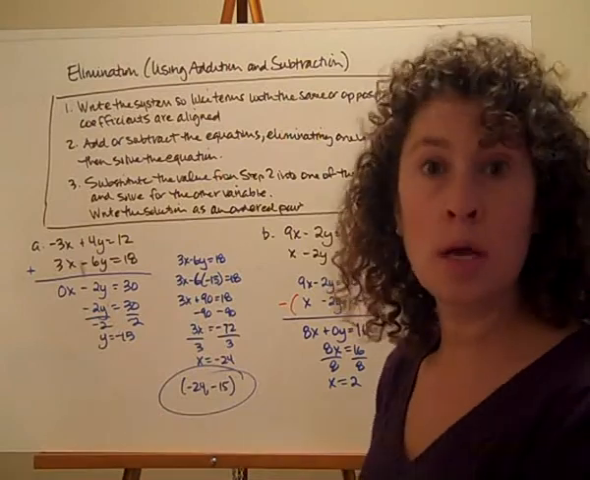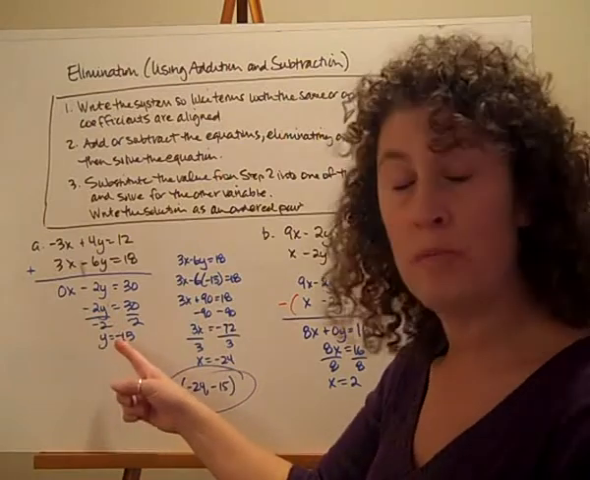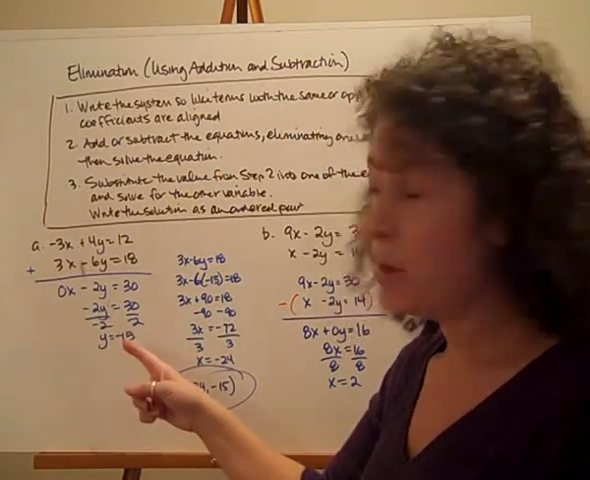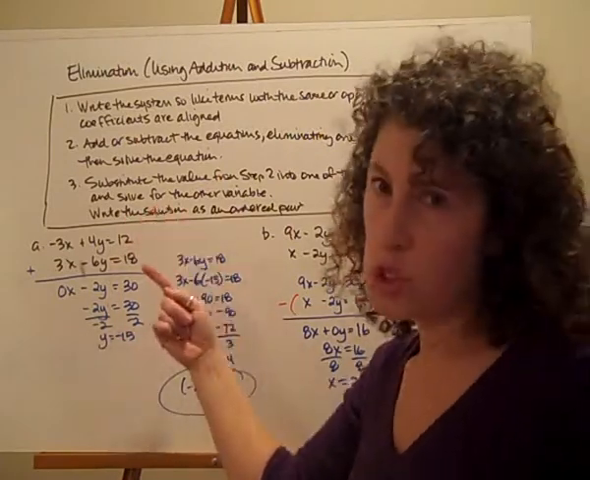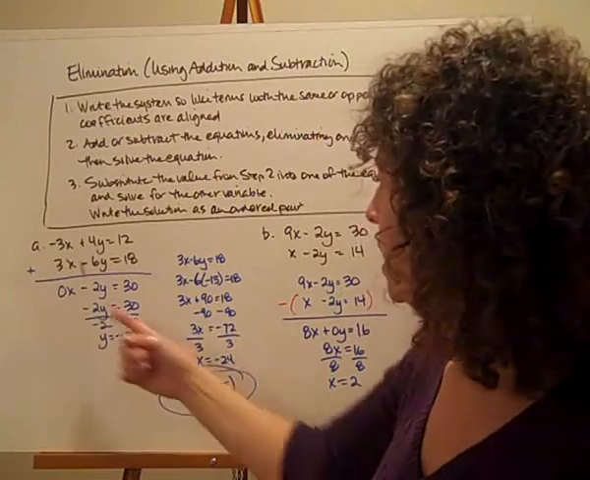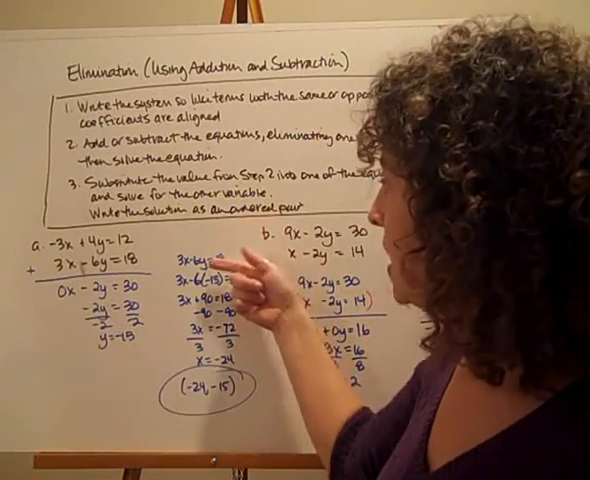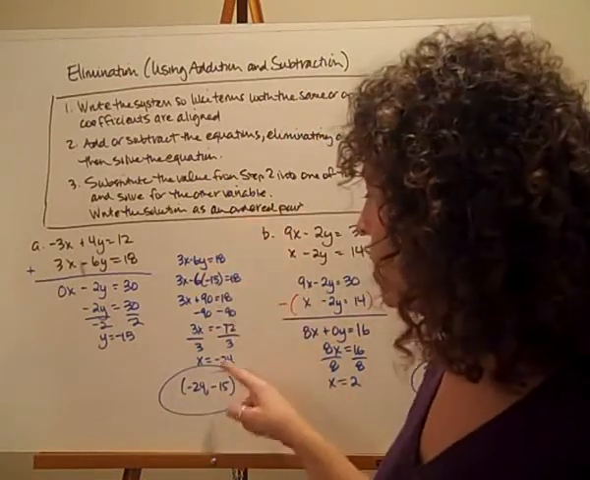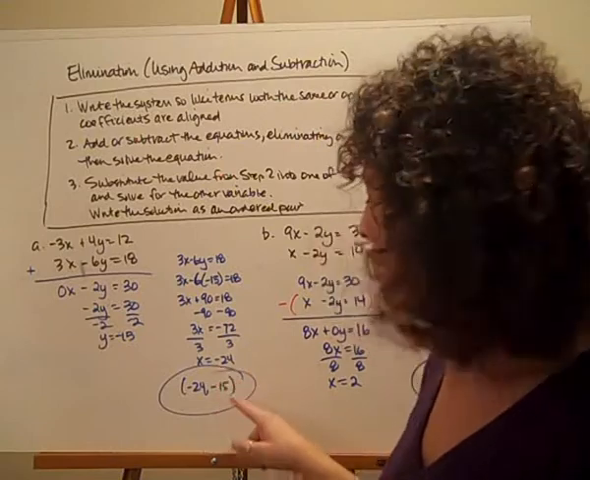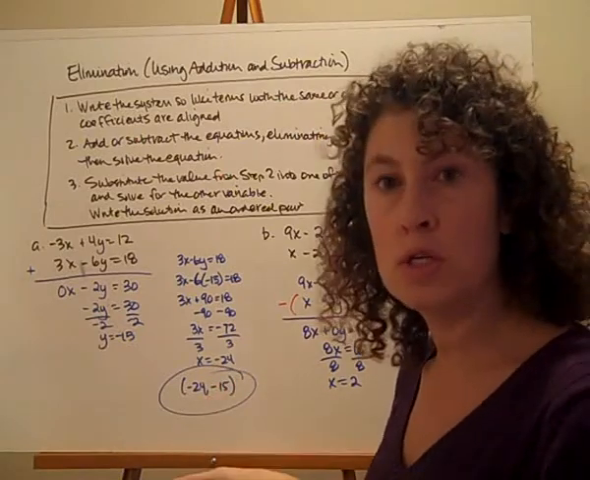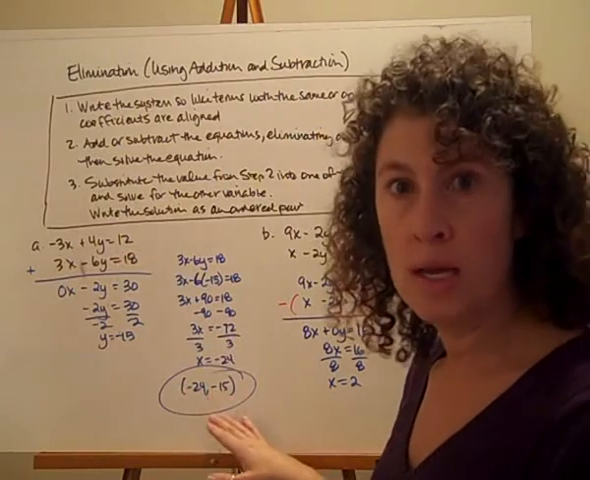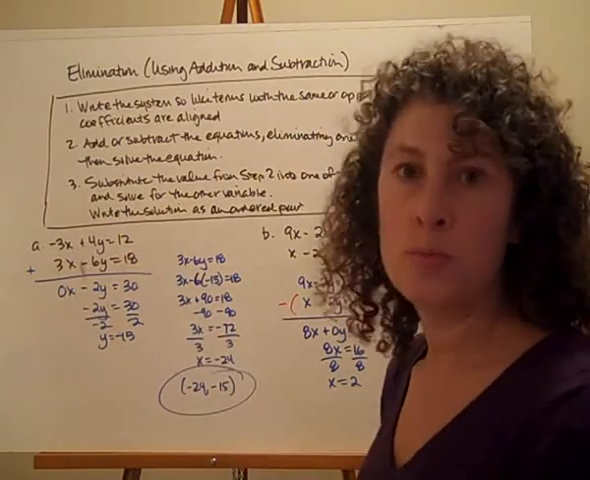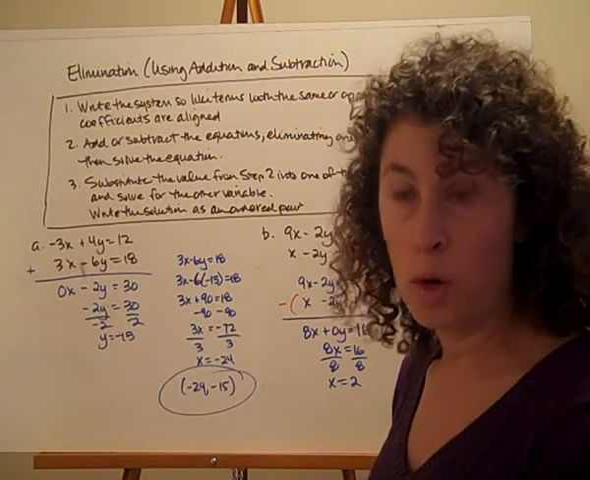From here, it looks like our substitution. I've figured out one of my values of my variables. I'm going to go back into either equation. Neither one of these is really super pretty, so we're going to have to do a little bit of work here. I'm going to plug negative 15 back in, and as I go through, I come up with x is equal to negative 24. So the solution of this particular system of equations is negative 24, negative 15. Again, I can plug those back in and check that they work.